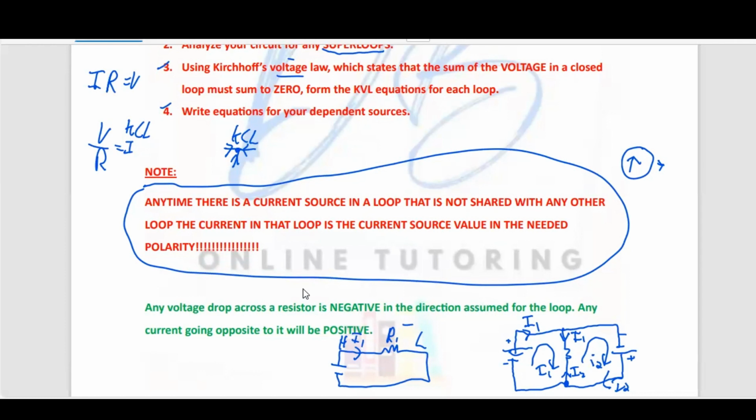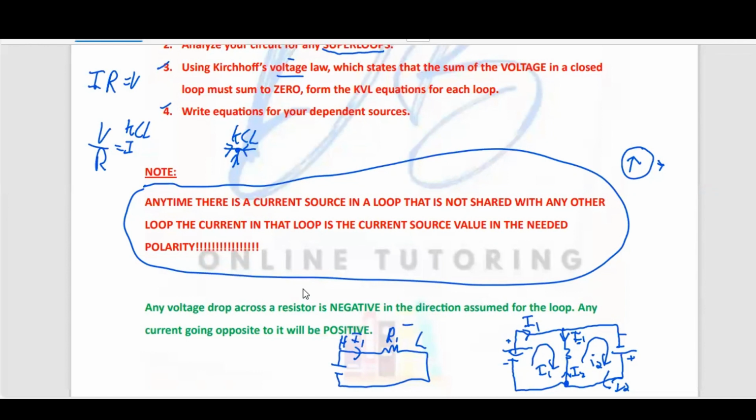This is the loop here. So if the current goes in here, comes down through this resistor and comes back up, since I1 is going through that resistor, the voltage drop across it will be negative in the direction that you assume. I assume clockwise here. So in that loop, the voltage drop across the resistor for I1 will be negative. That is I1 there. But now we have I2, and just like the law says, any current going in the opposite direction to what you assume in the loop, which in this case is I2, since it's going up here, will be positive.